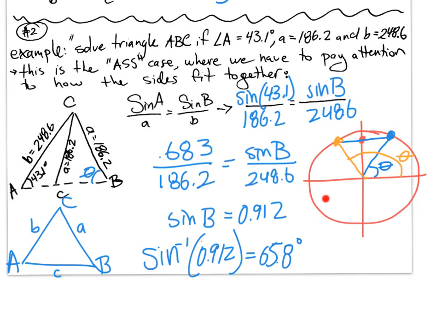But you have to draw on your knowledge of the unit circle. If this is 65.8, the angle in orange is going to be 180 minus 65.8. We'll draw that in orange. So that guy, 180 minus 65.8, will give us 114.2. So hey, that looks like 114.2. I'd believe that.